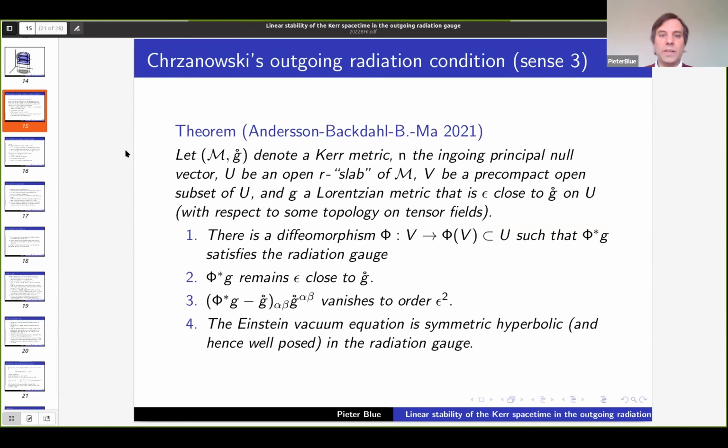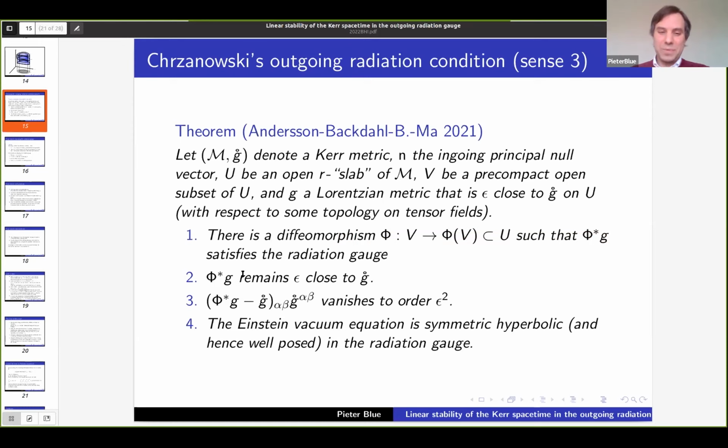Okay, so our theorem is that if you have a background Kerr metric, the ingoing principal null vector, some slab and some sub-slab of it, and then a perturbed metric G that is within some Sobolev norm epsilon close on U to the background metric, then there is a diffeomorphism of that sub-slab V to a perturbed set phi V that remains inside the larger slab, and the pullback of the metric is now going to satisfy the radiation gauge. So we can impose the radiation gauge.